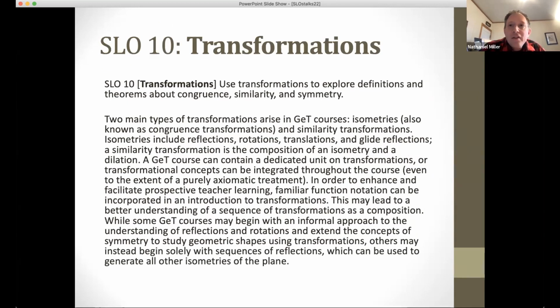And then the last SLO is transformations. Transformations are a larger part of maybe some of the more current sets of standards than in some of the older ones. And so this is one area where people, and sometimes new teachers, are not that comfortable teaching this with their students, but really using transformations to understand congruence and similarity and prove things. We think that should be at least somewhat in every course.